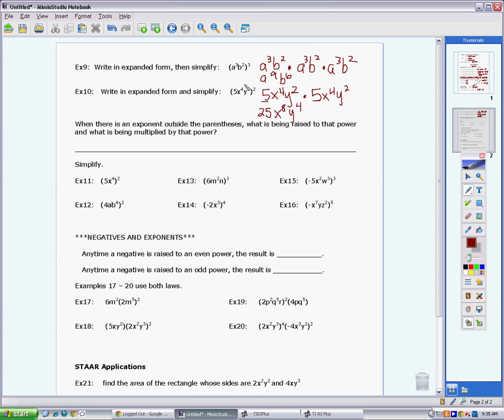So let's go back and see our power to a power, or actually this would be the power of a product. So I did apply the square to the 5. 5 times 5 is 25. And I multiply my exponents. 4 times 2, I do get 8. 2 times 2, I do get 4.